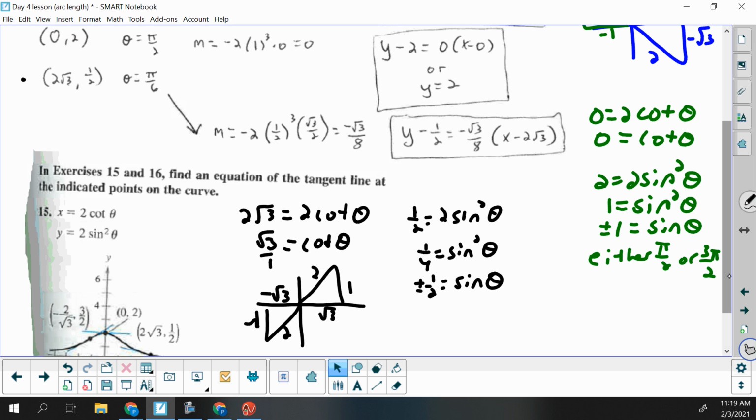You just had to pick one of the two, and then put it in your point slope form of a line there. y minus a half equals negative radical 3 over 8 times x minus 2 radical 3. So that was a really hard question.